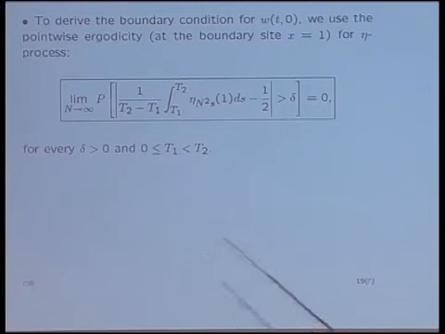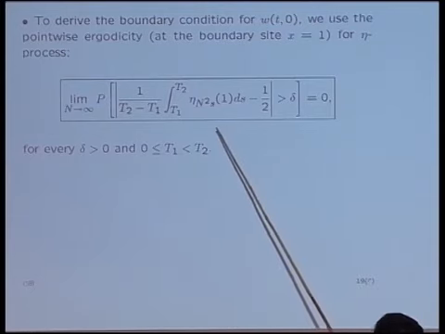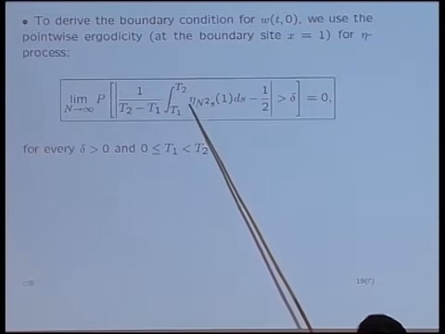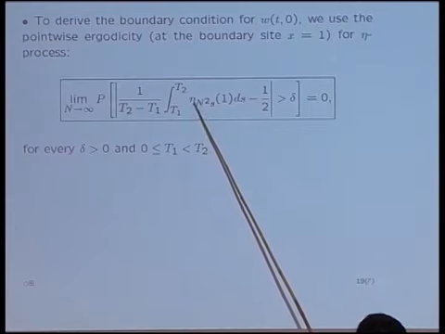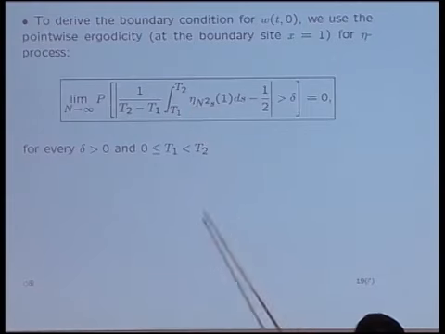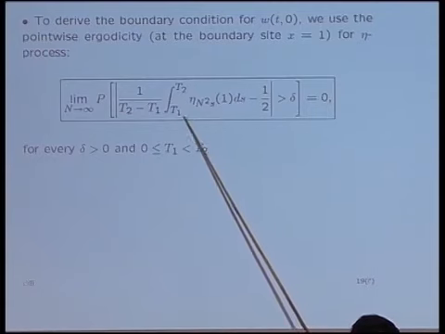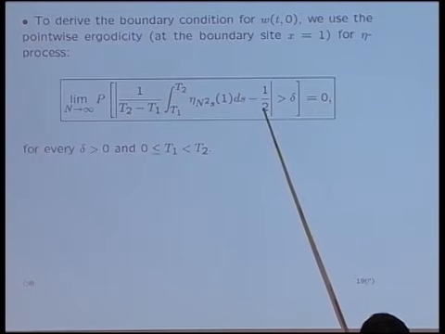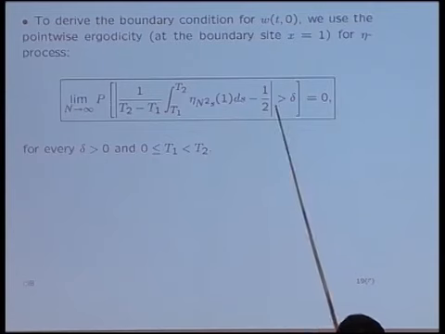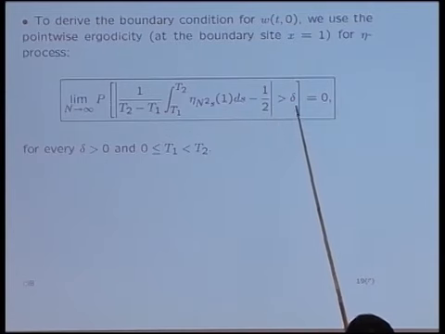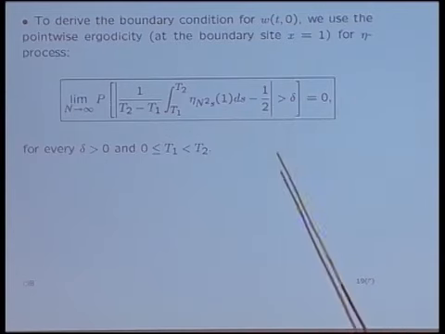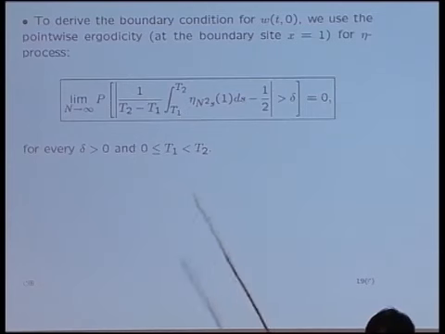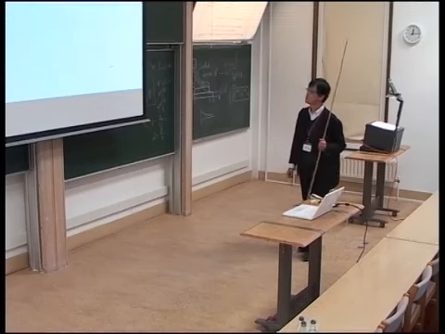A much more simple argument proves this kind of estimate for the simple exclusion process, the weakly asymmetric simple exclusion process. At the boundary site, the time average becomes constant, converges to one half in the probability sense. We can prove this kind of boundary condition of the particle system in a rather simple way.